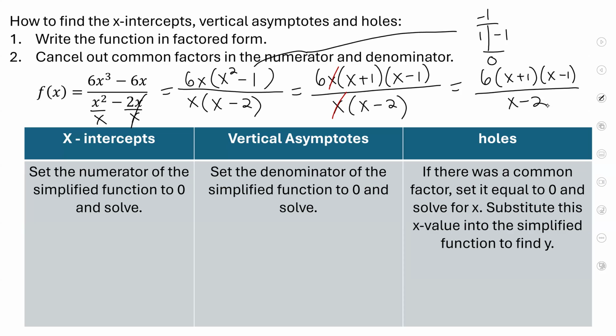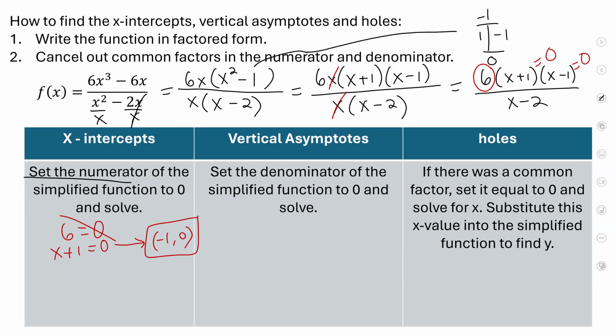Okay, x-intercepts. It says set the numerator equal to 0 and solve. I'm going to do each one. Let's do this 6. 6 equals 0. Does that make sense? No. That's not an x-intercept. Let's set this one equal to 0. X plus 1 equal to 0. Can I solve it? What do I get? -1. So this is one of your x-intercepts. And set this one equal to 0. What will you get? 1. So you have two x-intercepts at -1 and 1.